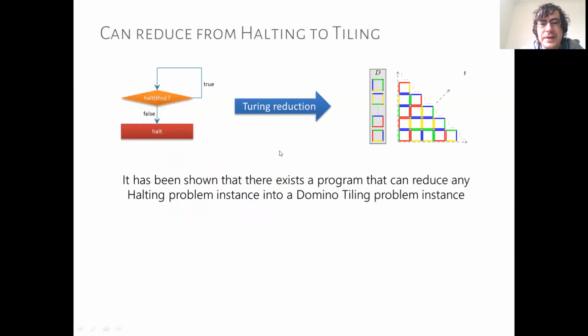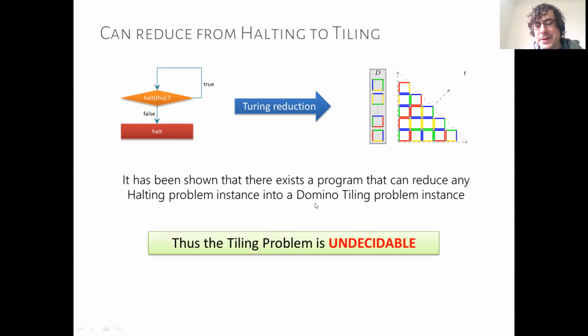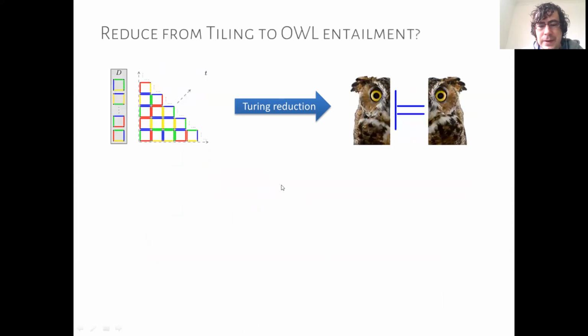So how do we know this? Because some people showed that you can represent the halting problem, you can reduce it to a tiling problem. So given an instance of the halting problem, you can actually rephrase it as an instance of the tiling problem. This means that the tiling problem is undecidable, right?